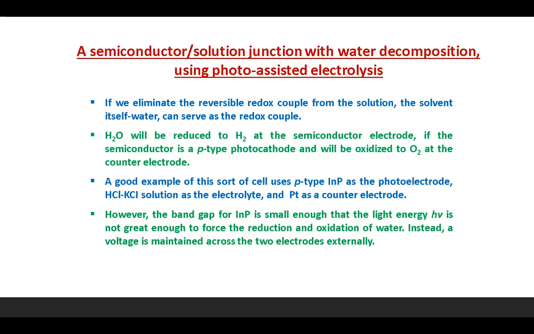However, the band gap for indium phosphide is small enough that the light energy, hν, is not great enough to force the reduction and oxidation of water. Instead, a voltage is maintained across the two electrodes externally. The water is simply electrolyzed, but instead of requiring 1.21 volts for decomposition, the cell with the photocathode, irradiated by sunlight, requires only 0.64 volts, so that much less external electrical energy is consumed.